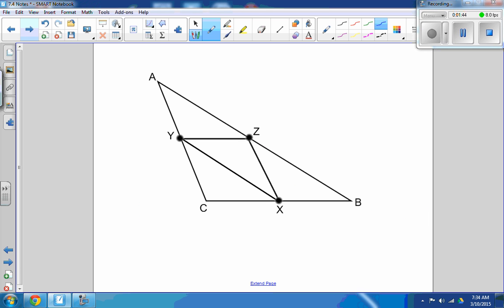All right, so let's look at this triangle here. We've got all of these midsegments. So we know these are congruent. We also know that these segments are congruent. And we also know that these segments are congruent. Now, since a midsegment is half of the full side, YZ is equal to half of CB.